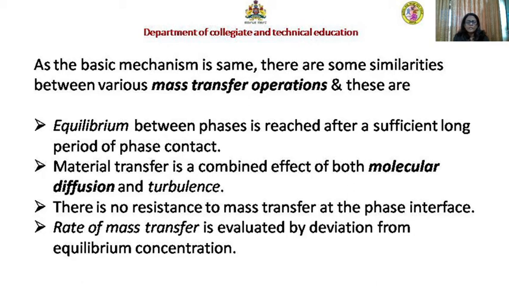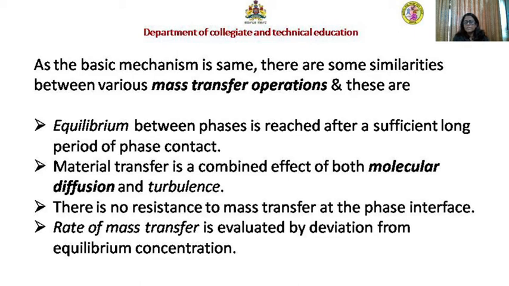No further composition change can occur after equilibrium has been reached. This is common with all the mass transfer operations. Next, the material flow is the combined effect of both molecular diffusion and turbulence. We discussed this point in the previous slide also. The total material flow in a mass transfer operation is a combination of both molecular diffusion as well as turbulent diffusion. One more important thing is that there is no resistance to mass transfer at the phase interface.